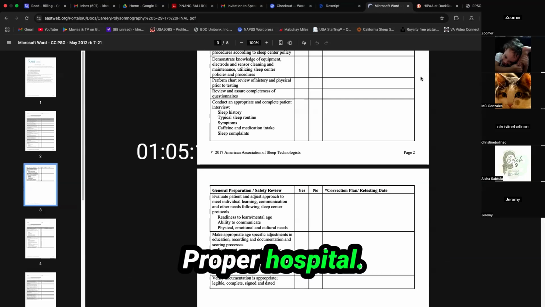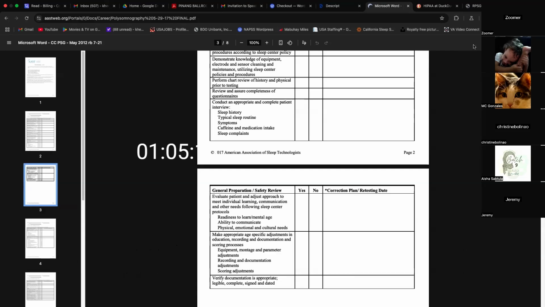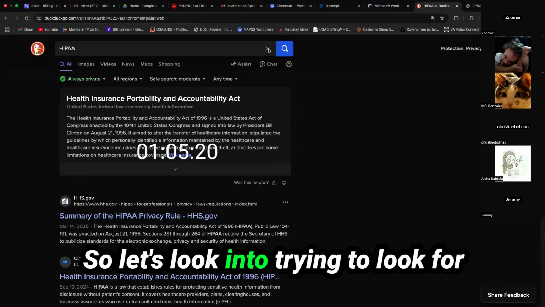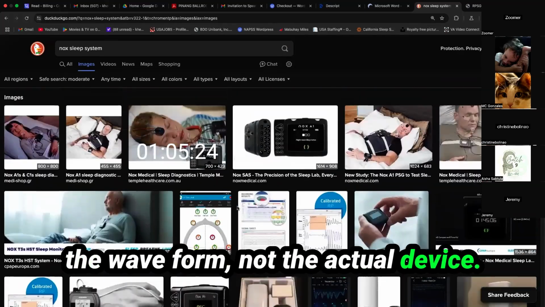Per hospital. Oh, so what hospital? Ano nang mga systems na ginamit mo? In Grail, then dun sa isang Grail. So let's look into trying to look for the waveform, not the actual device.